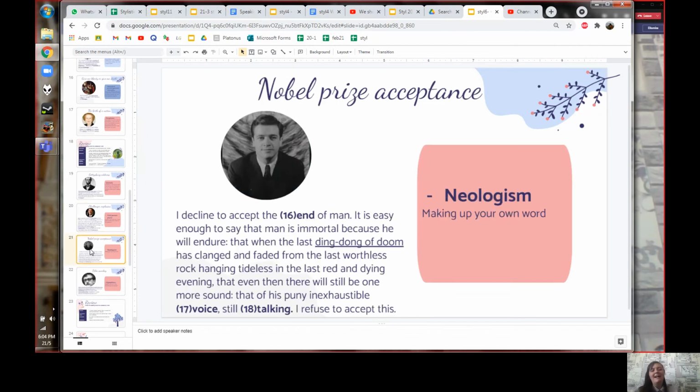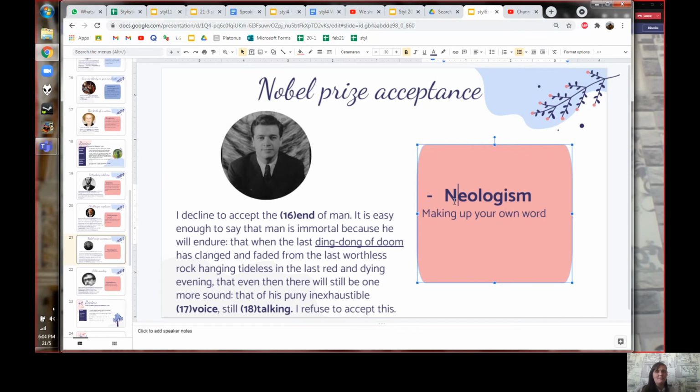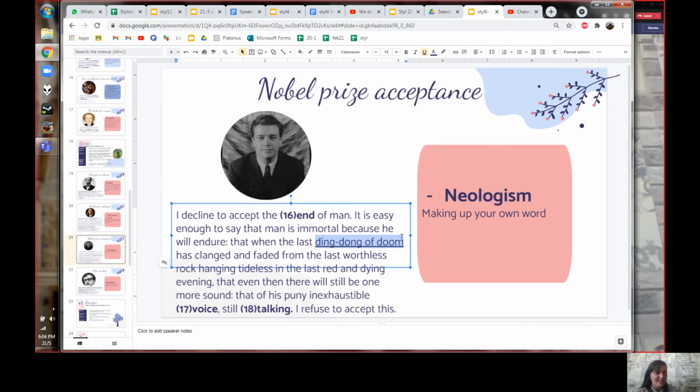Nice. Okay, next one. This one is the ding-dong of doom. The ding-dong of doom is something called a neologism. We've been doing a lot of Greek today, but I think you can actually understand this from the Greek. The word neo is new, and logos is words or things that are said. So a neologism is a new word. He has made up the word ding-dong of doom to represent the bells ringing that the apocalypse has come, the apocalypse is here.